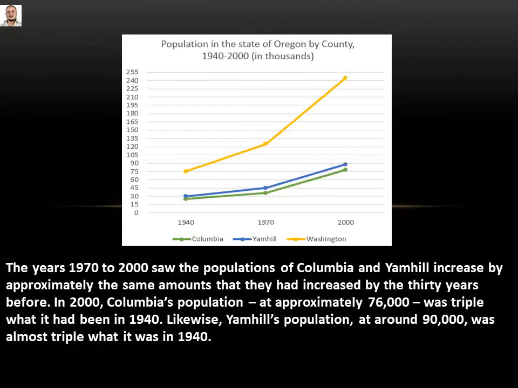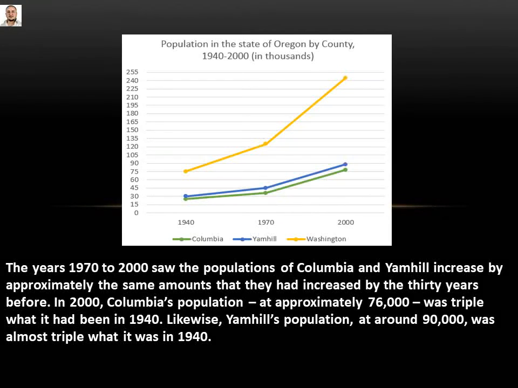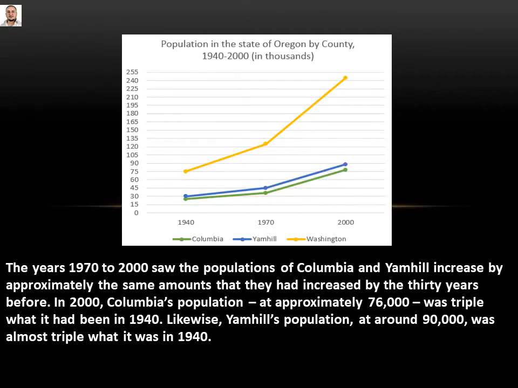Yamhill's population at around 90,000 was almost triple what it was in 1940. Instead of "likewise", I could use "the same thing happened to" and so on, but that would be very weak English for the IELTS, by the way. Okay.